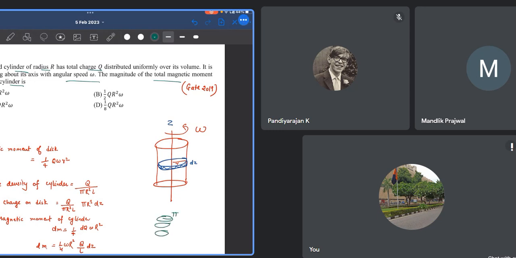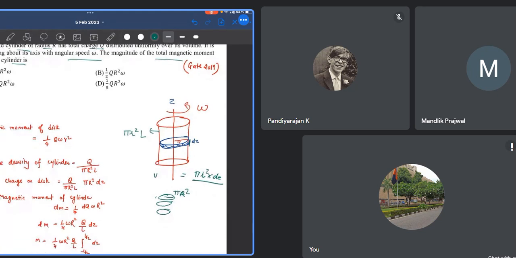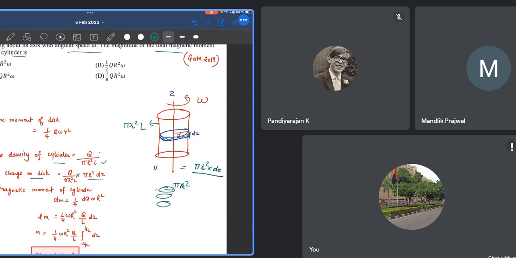And we know that the area of this is pi r square. This time r is fixed since it is a cylinder, but now the depth is varying. So we can think of this disk with area pi r square and depth dz. So the volume of our disk this time will become pi r square dz, and the volume of this cylinder is pi r square L, if we take the total length as L. So the charge density of the cylinder will become Q upon the volume of the cylinder. So the charge on the disk is the charge density of the cylinder multiplied by pi r square dz.